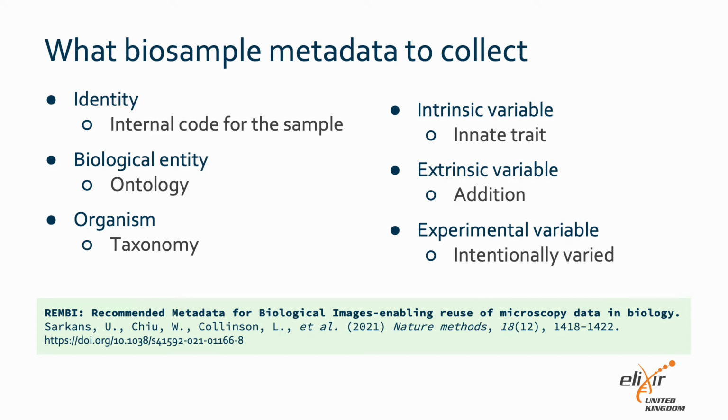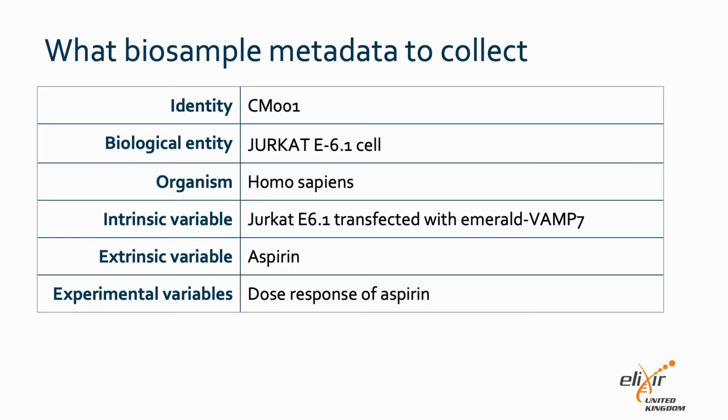You may not have all these variables as part of your experiment, so use your own judgment as to which are the most appropriate. Here I have given an example of an experiment using some immune cells. The table starts with a unique identity code used for the sample. Next, the biological entity is described as a cell line from the experimental factor ontology, and the organism, human, using the correct taxonomy term. For the intrinsic variable, the cells have been transfected with a plasmid. The extrinsic variable is treatment with aspirin. Finally, the experimental variable is the response to different doses of aspirin.